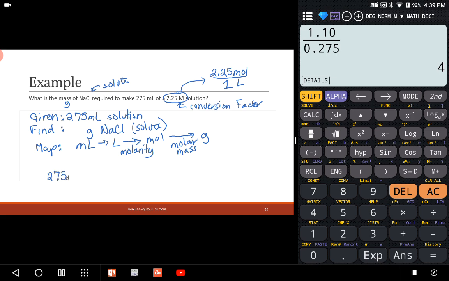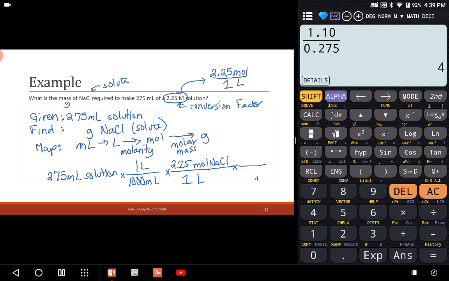So I'm going to start with my 275 milliliters of solution, convert to liters, and so there are 1,000 milliliters in 1 liter. Then I'm going to use my molarity. I have to cancel out my liters and I have to go to moles. So the 2.25 is attached to the mole. 2.25 moles per 1 liter. And that's of sodium chloride.